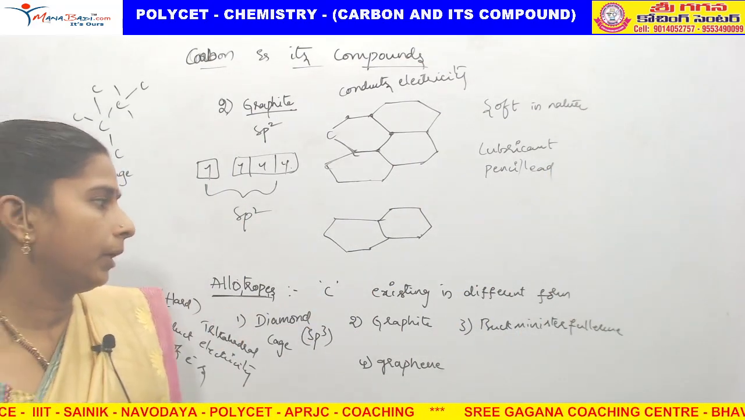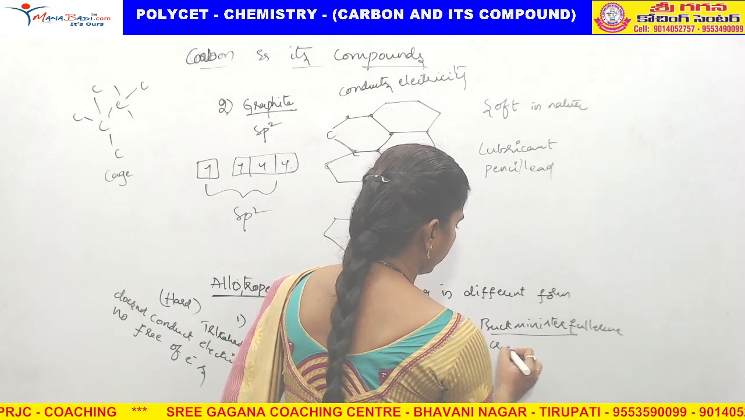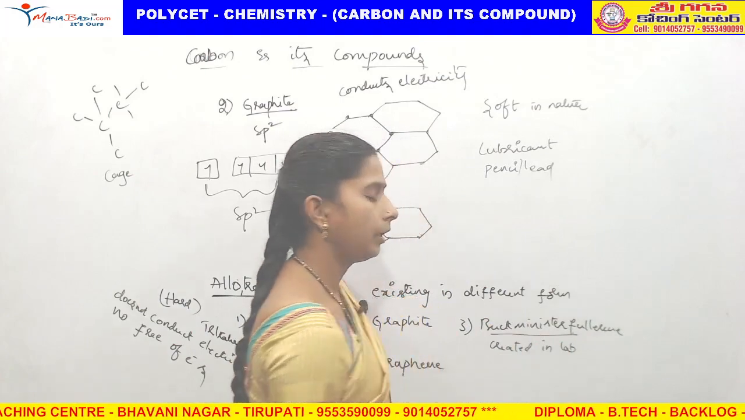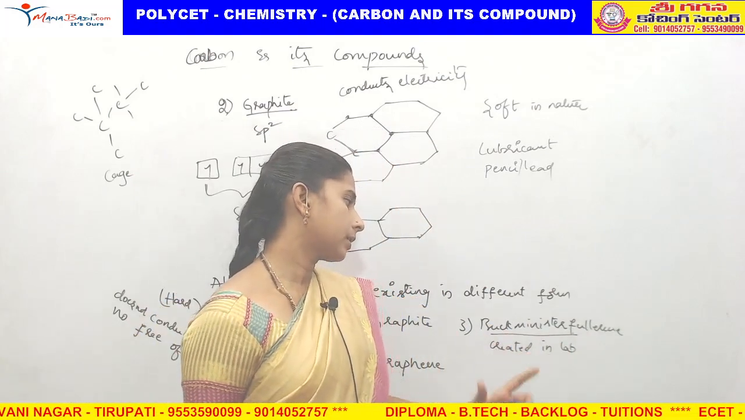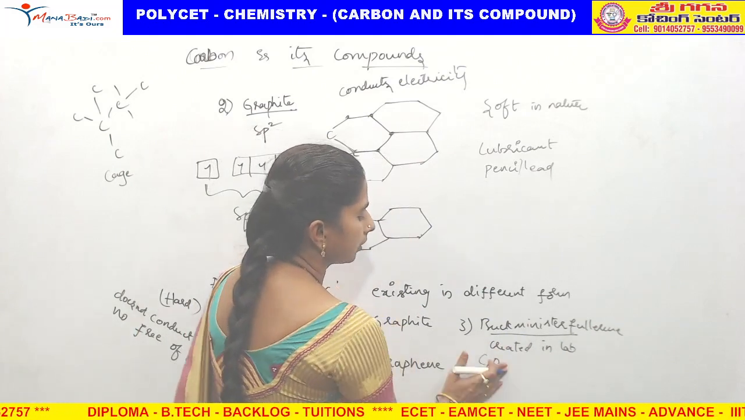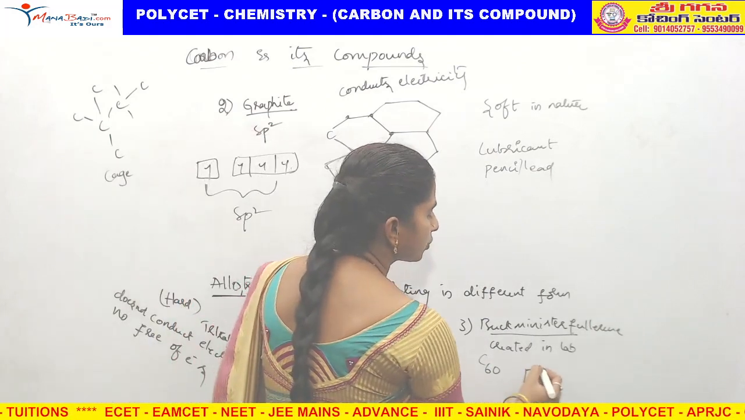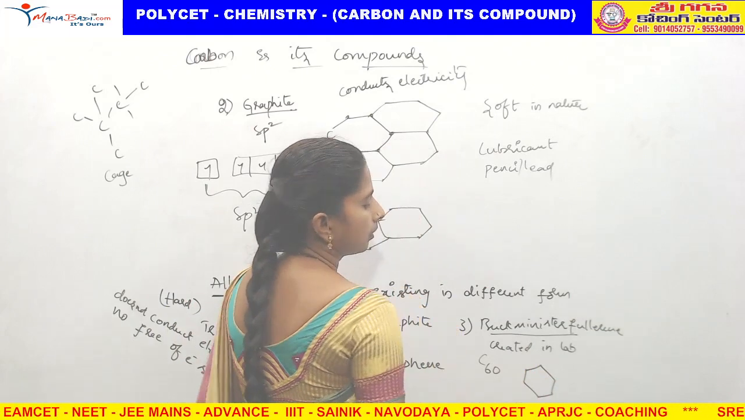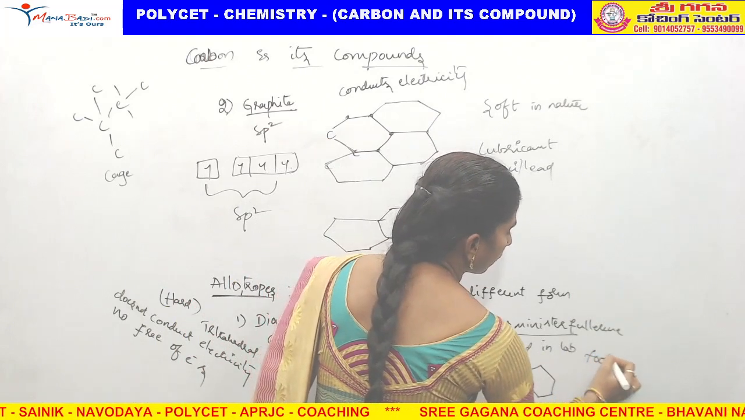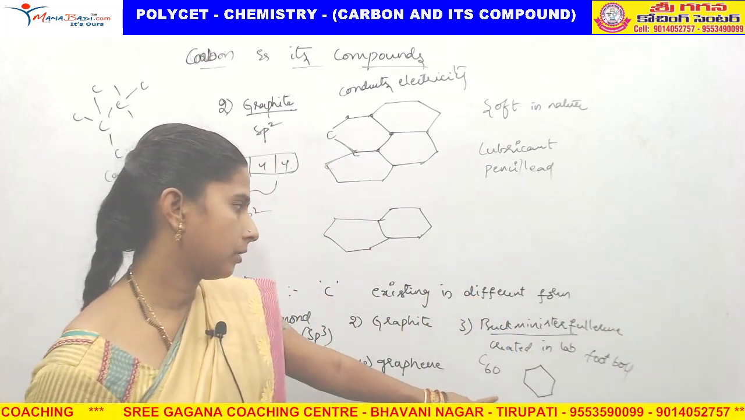When we go to Buckminster fullerene, it is not found in nature. It is created in the laboratory. In this there are 60 carbons. Those 60 carbons are arranged in a hexagonal structure, like a football-like structure.